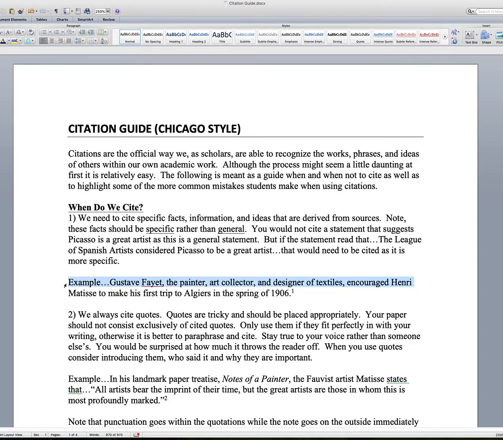Another example is down here. Gustave Fayette, the painter, art collector, designer of textiles, encouraged Henri Matisse to make his first trip to Algiers in the spring of 1906, and that is definitely something that we're going to cite. Not so much because we're arguing the fact that this guy is a painter, art collector, or designer of textiles. That's too general. But when you talk about something specific, that he encouraged Matisse to make his first trip to Algiers in spring of 1906, that needs to be cited. So we're going to put a citation mark at the end of this sentence there.